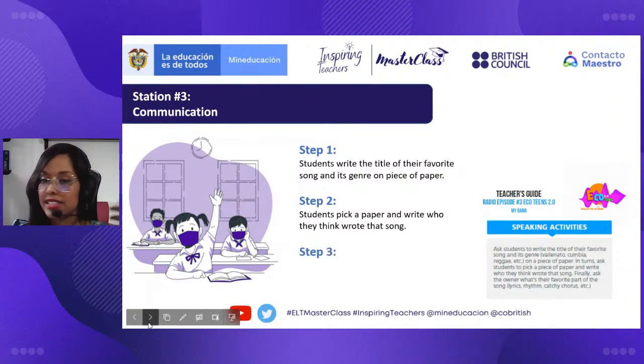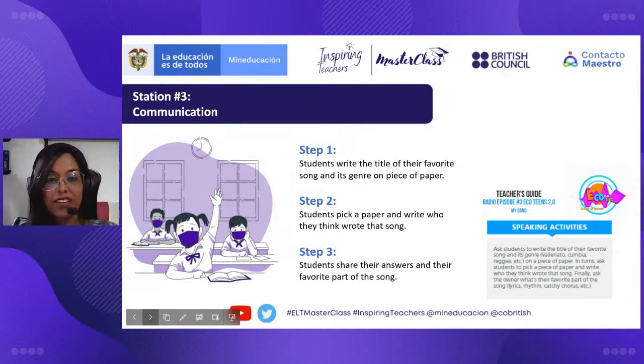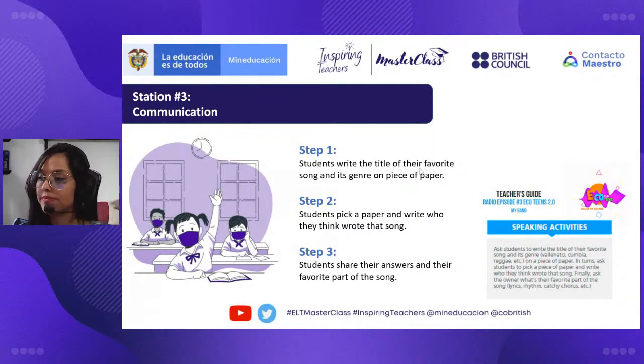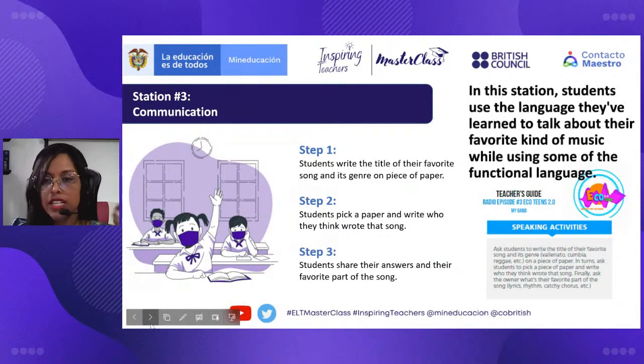And then finally, in step 3, the students are going to share their answers. So they're going to say, right, what is the song, why they chose it, and they can even talk about what their favorite part of the song was. It could be the rhythm or the lyrics, right? And all of these topics were talked about in the episode and actually even in some part of this segment. In this station, our objective is for our students to use the language that they've learned to talk about their favorite kind of music while using some of the functional language.